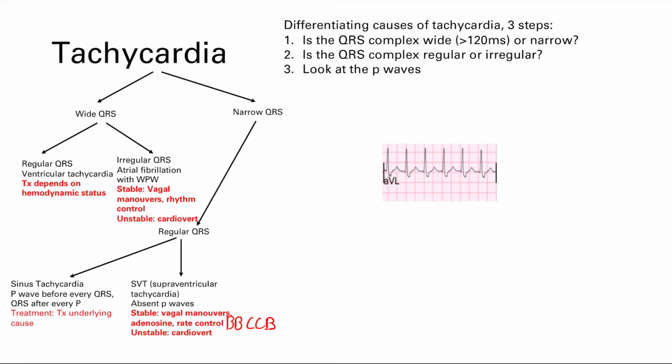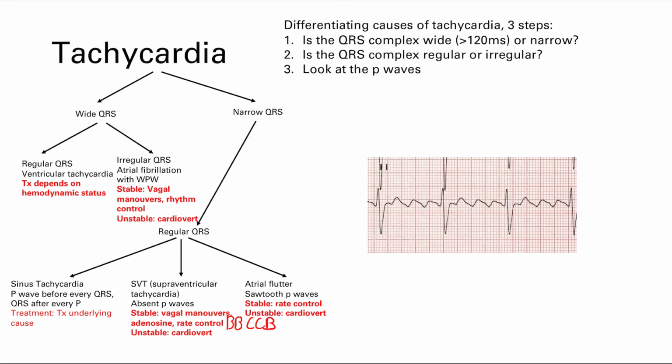Next, if you see sawtooth P waves, what was that? Remember what we talked about? Remember that was atrial flutter. So again, these are all narrow QRS, coming at regular intervals, like I said before. And now we have the sawtooth P waves. So that's atrial flutter.